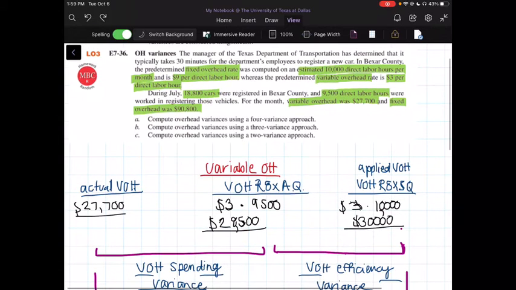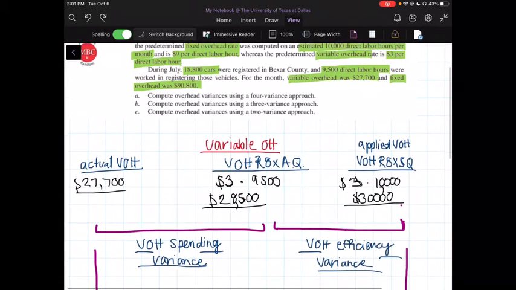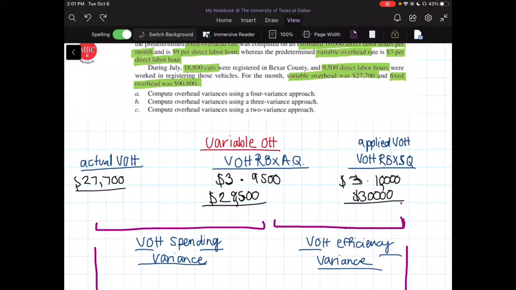So the problem says that the manager of the Texas Department of Transportation determined that it usually takes about 30 minutes for the department's employees to register a new car. The predetermined fixed overhead rate was computed on 10,000 direct labor hours per month and $9 per direct labor hour, whereas the variable overhead rate is $3 per direct labor hour. In July, 18,800 cars were registered and 9,500 direct labor hours were used. The variable overhead was a total of 27,700, while the fixed overhead was 90,800.